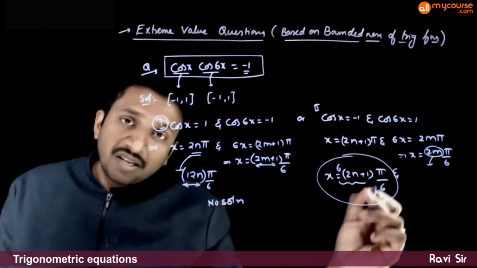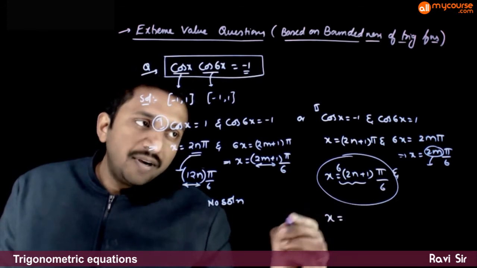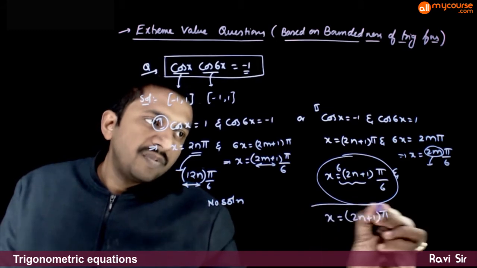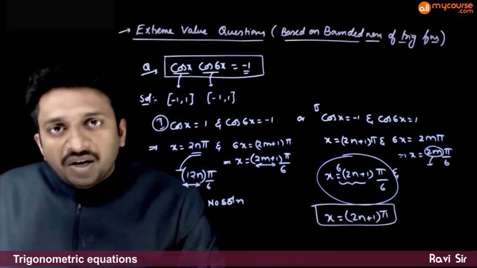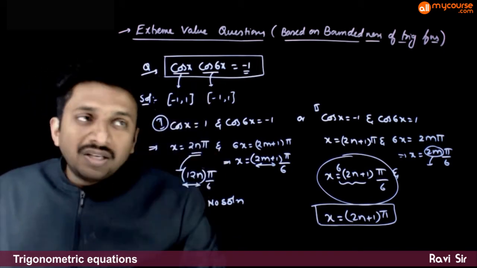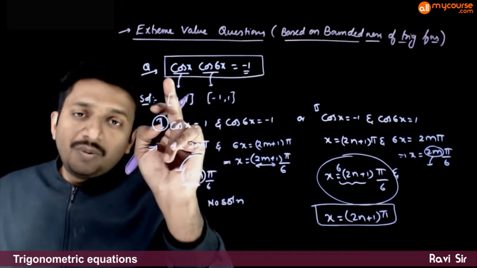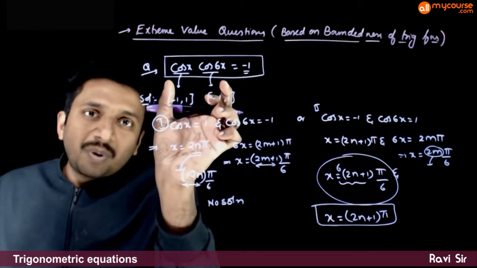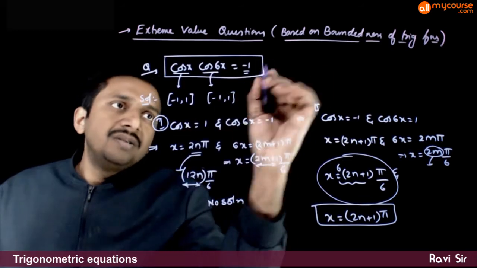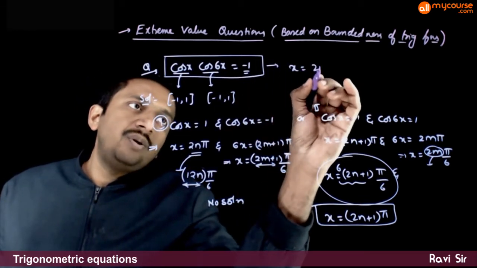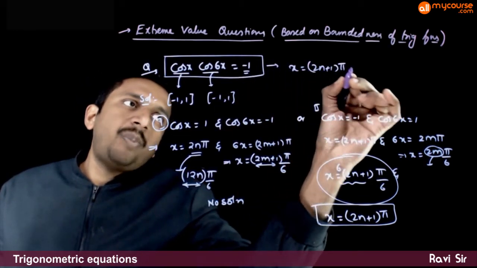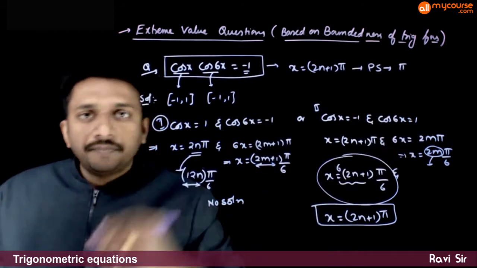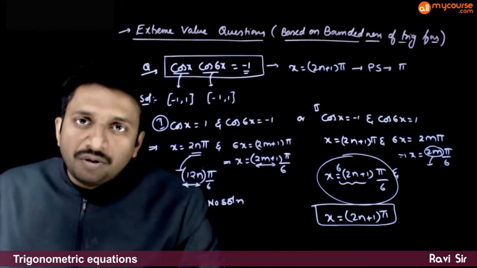So all the solutions available in this are also solutions for this. So effectively, the common solution for these two is x is equal to 2n plus 1 times pi. It means if x is an odd multiple of pi, this equation is valid. Cos x will be equal to minus 1 and cos 6x will be equal to plus 1. Hence, the product of these two will be equal to minus 1. So the answer to this equation is x is equal to 2n plus 1 times pi, and the principal solutions are only 1. All the other solutions are not principal solutions.